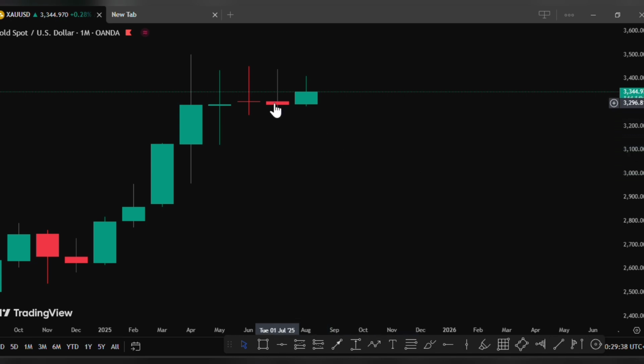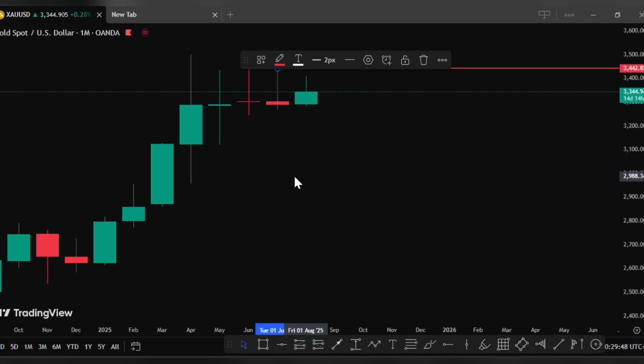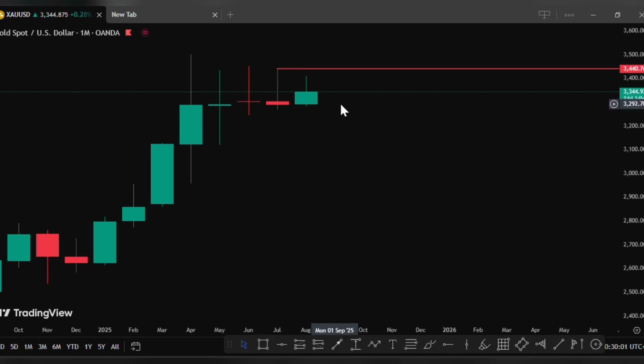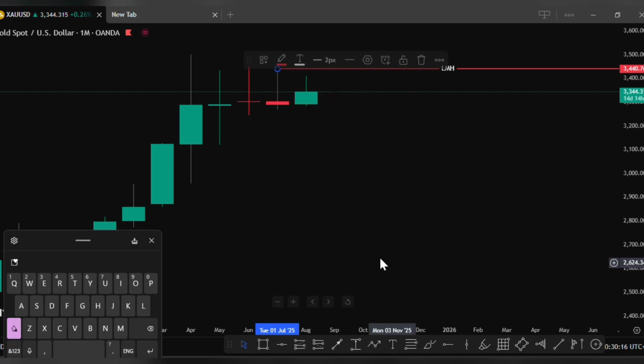Let's say this one, a red one. I take my tool, my horizontal ray. Remember, I'm on TradingView. I mark it the same color as the past month. Make sure you mark the high and you name it last monthly high.